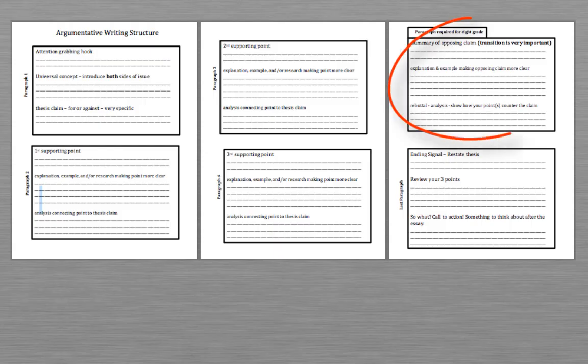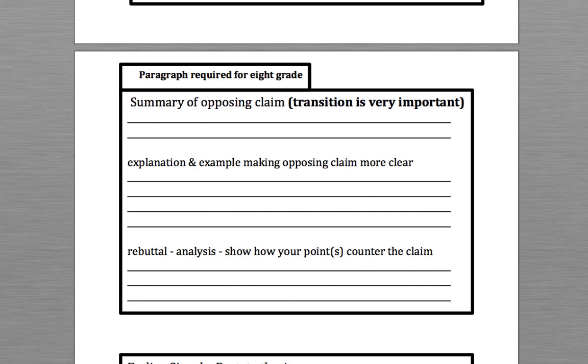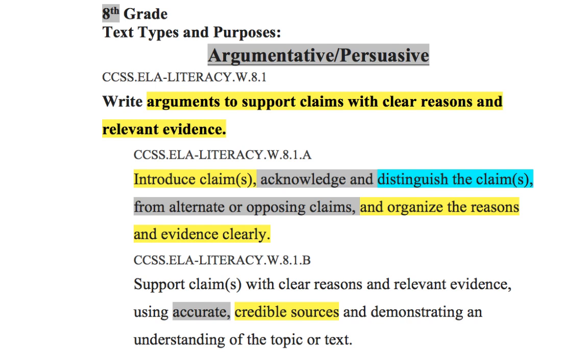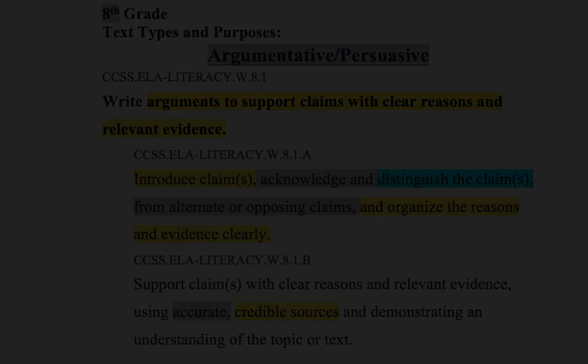This means that one of the big idea paragraphs must identify an opposing claim and explain why the claim is not valid. Further, the Core standards expect students to use accurate and credible sources. This implies that they should research the information needed to address the claims in an argumentative writing structure.